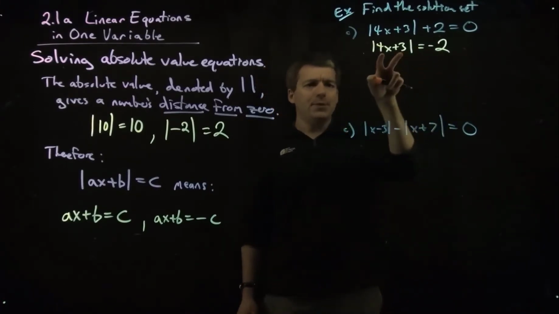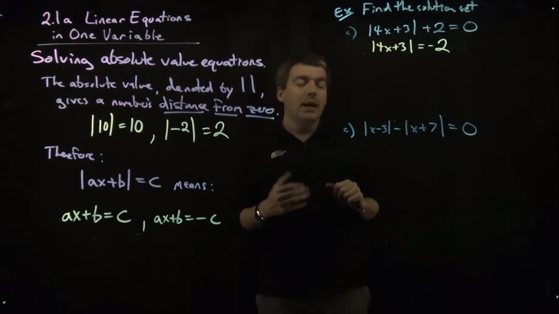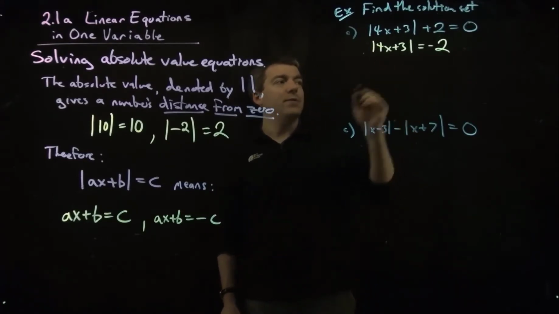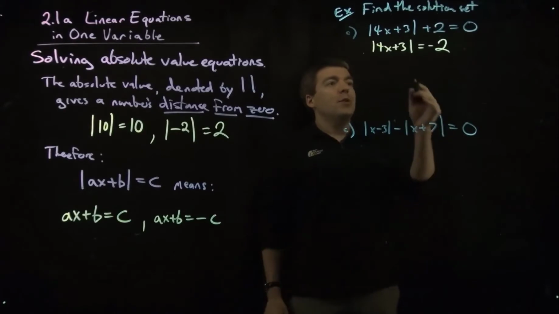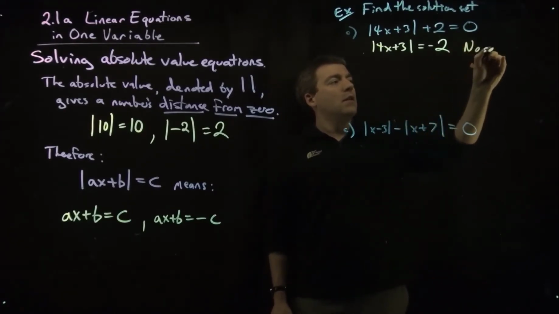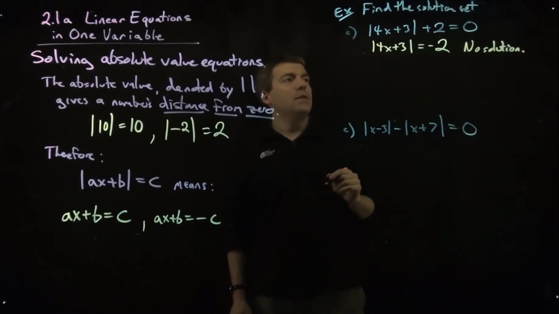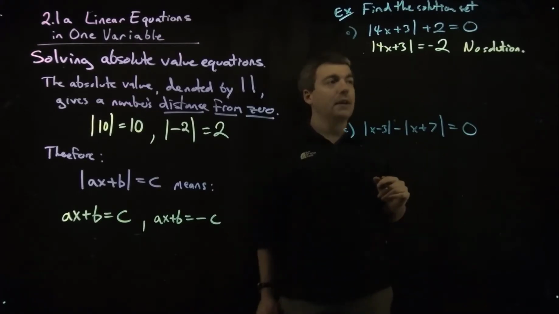Now, recall what the absolute value represents. It's saying the distance from 0. Distance from zero can never be negative. Right? So absolute values are always greater than or equal to 0. So we know right away that there's no solution to this equation. It's a contradiction.